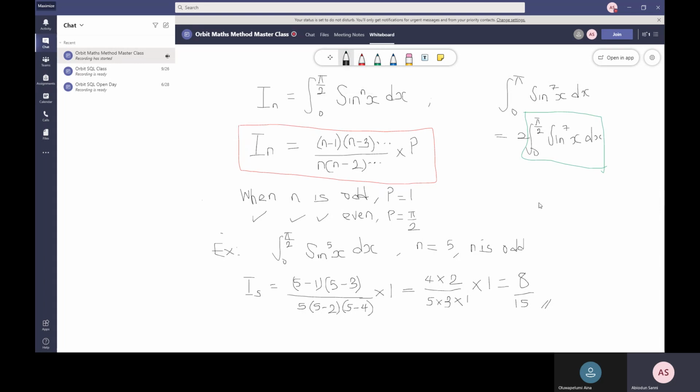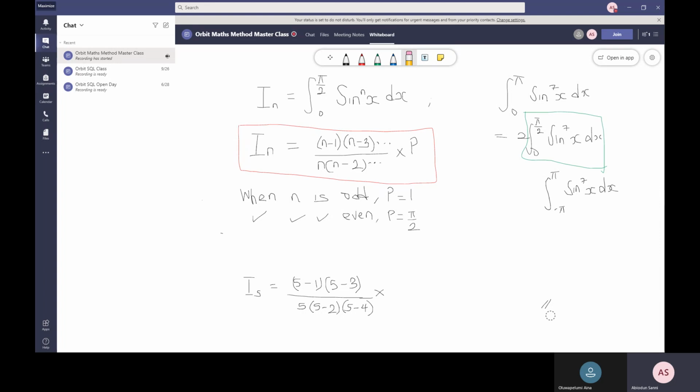Now, another scenario you can have is something like this. I can give you, say, the integral of minus pi to pi. So you have to know how to move from this kind of limit to something that is suitable for you to use the Wallis formula. Your Wallis formula is 0 to pi over 2. So how do I make this one look like this? In this case, let me rub this part.